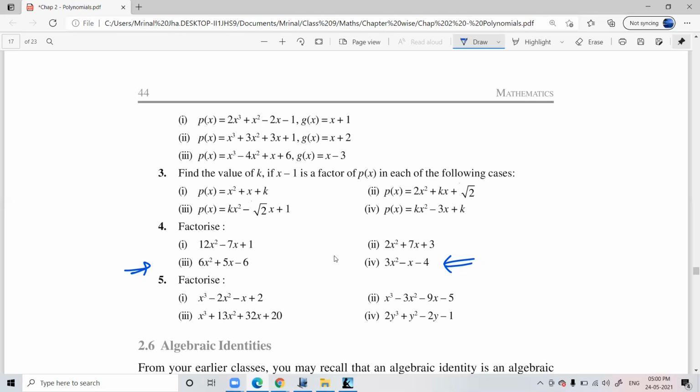Okay, tell me, Bhavani, what's the answer for the third one? Third one, 3x minus 2 into 2x plus 3, sir. Okay, 3x minus 2 and then 2x plus 3. Okay. Fine. What about the fourth one? What is the answer for the fourth one? Sir, x minus 1 into 3x plus 4.